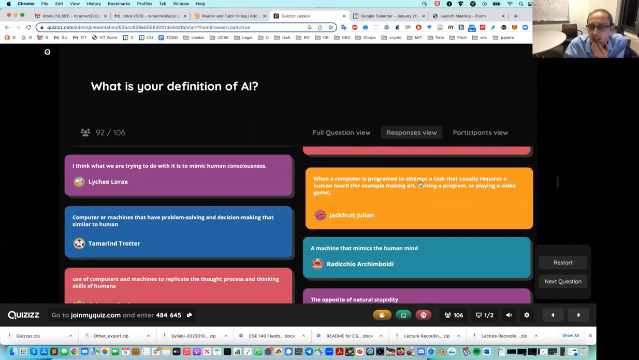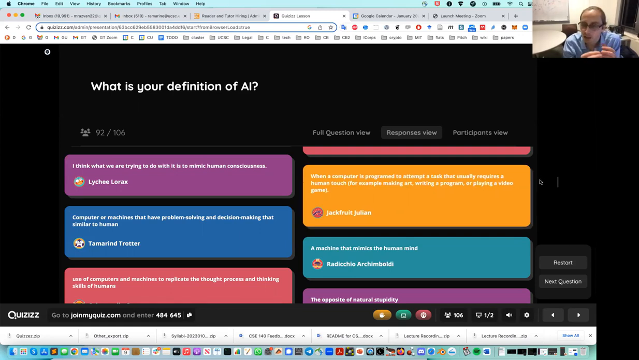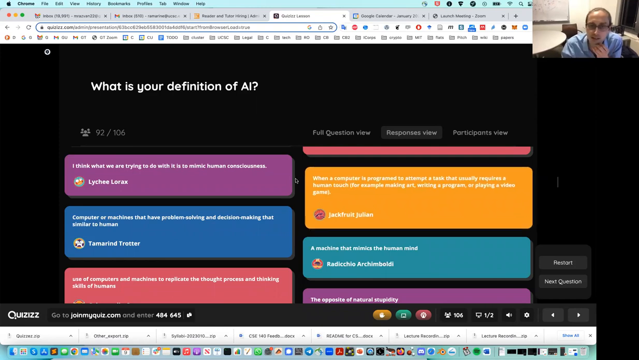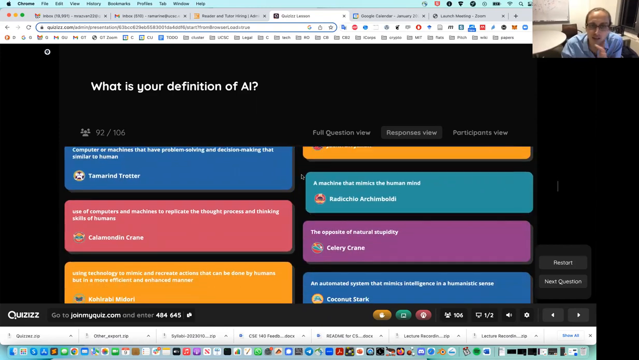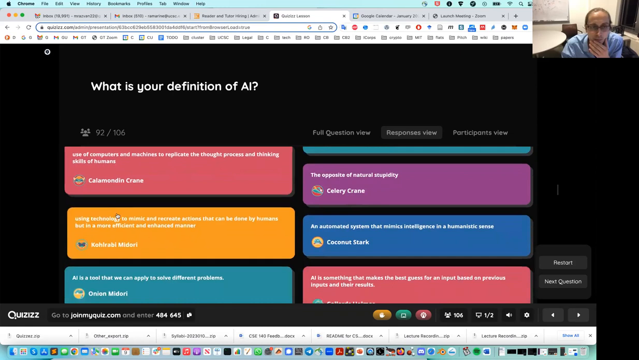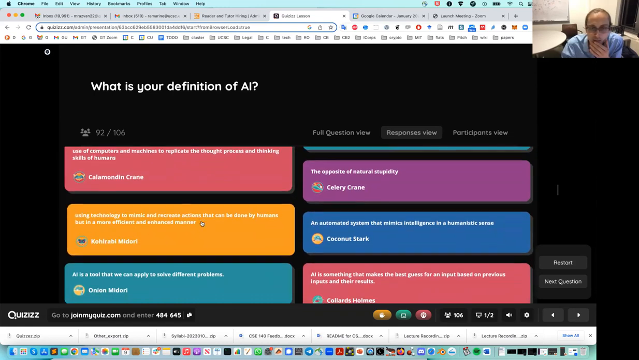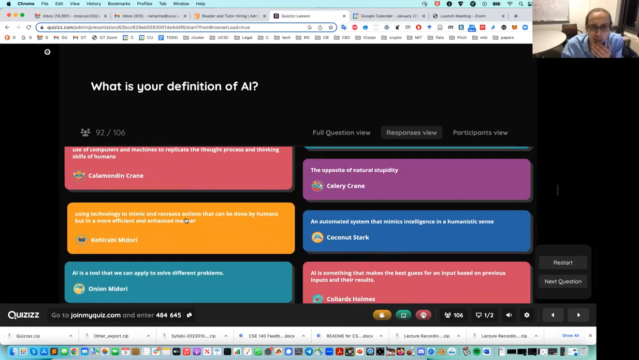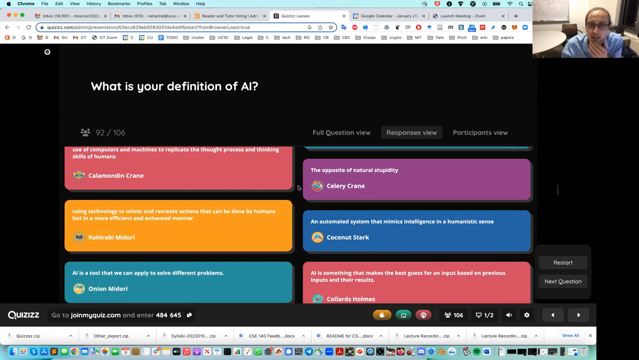When a computer is programmed to attempt a task that usually requires a human touch. For example, making art, writing a program, yes. So in general, human tasks that we do are generally quite complex, and that's when we know we have a certain level of intelligence. Using technology to mimic and recreate actions that can be done by humans, but in a more efficient and enhanced manner.